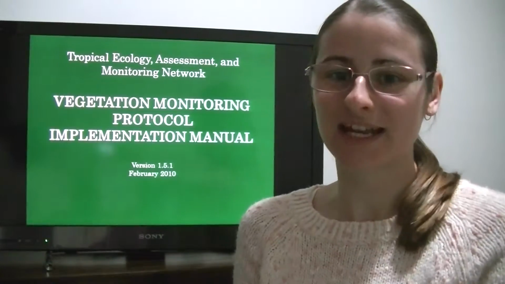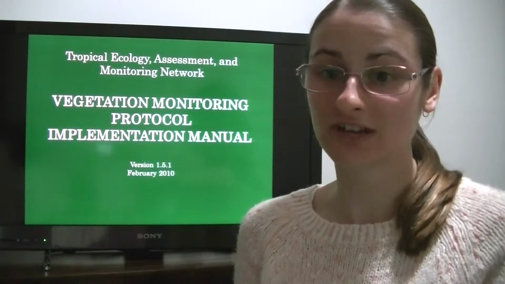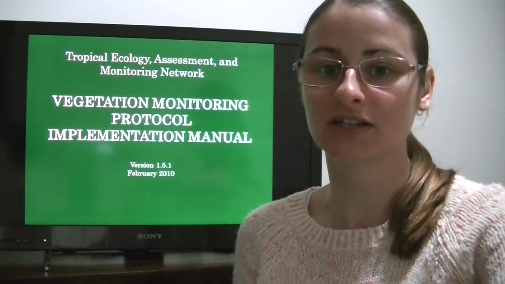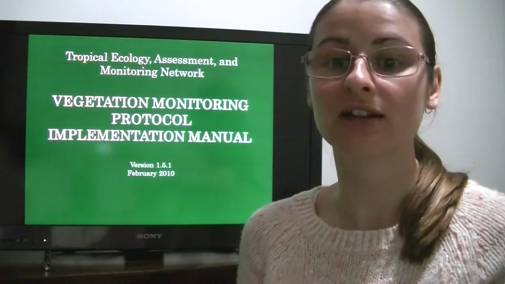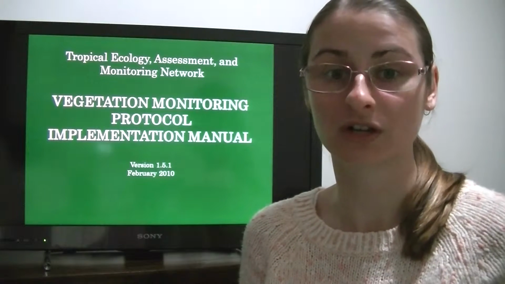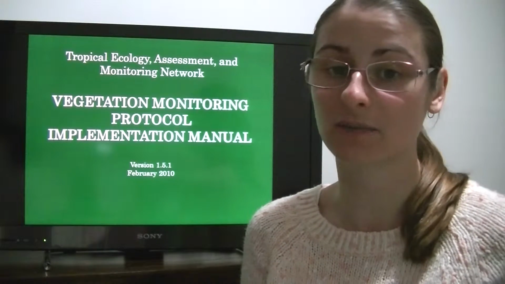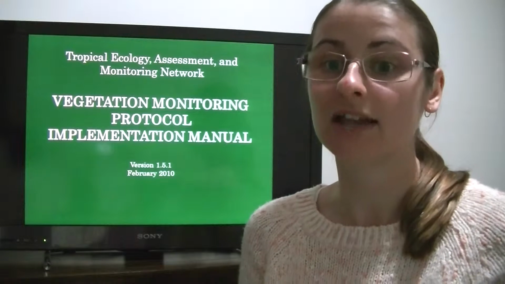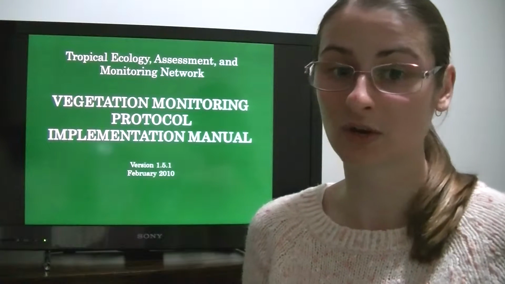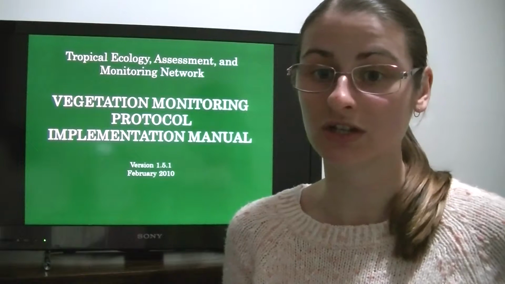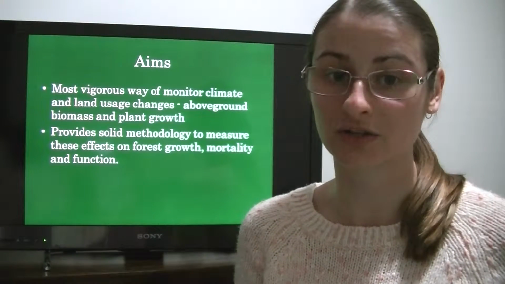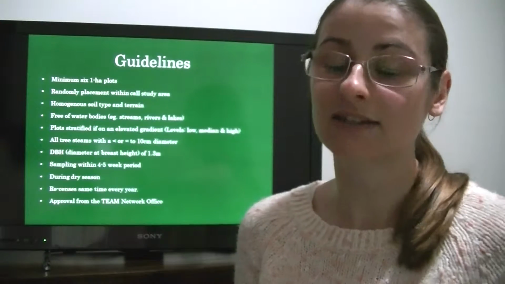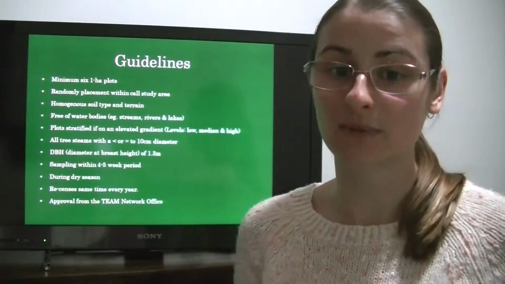Hi, today I'll be explaining how to monitor vegetation growth using a vegetation plot in relation to the TEAM Vegetation Monitoring Protocol. The annual census of above-ground stems is the most rigorous way of monitoring climate and land usage changes within above-ground biomass and plant growth. The TEAM Protocol is valuable to this process as it provides a solid methodology to measure these effects on forest growth, mortality, and function. The following guidelines are stated by the TEAM Protocol to achieve the best results.